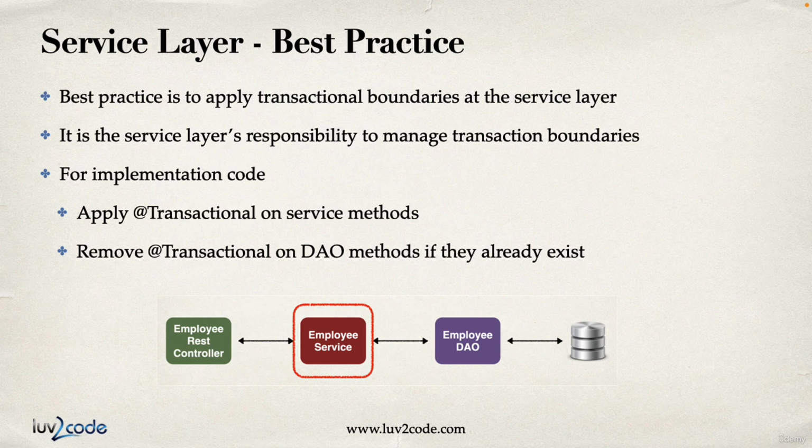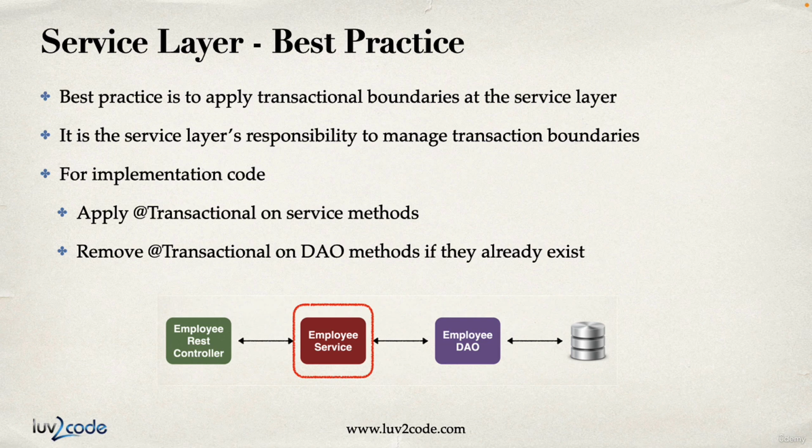The best practice is to apply transactional boundaries at the service layer. It's really the service layer's responsibility to manage the transaction boundaries. What this means for our implementation code is that we'll apply the transactional annotation on our service methods, and we'll actually remove the transactional annotation on our DAO methods if they already exist. So effectively here, we're going to shift the transactional annotations from the DAO methods over to the service methods.